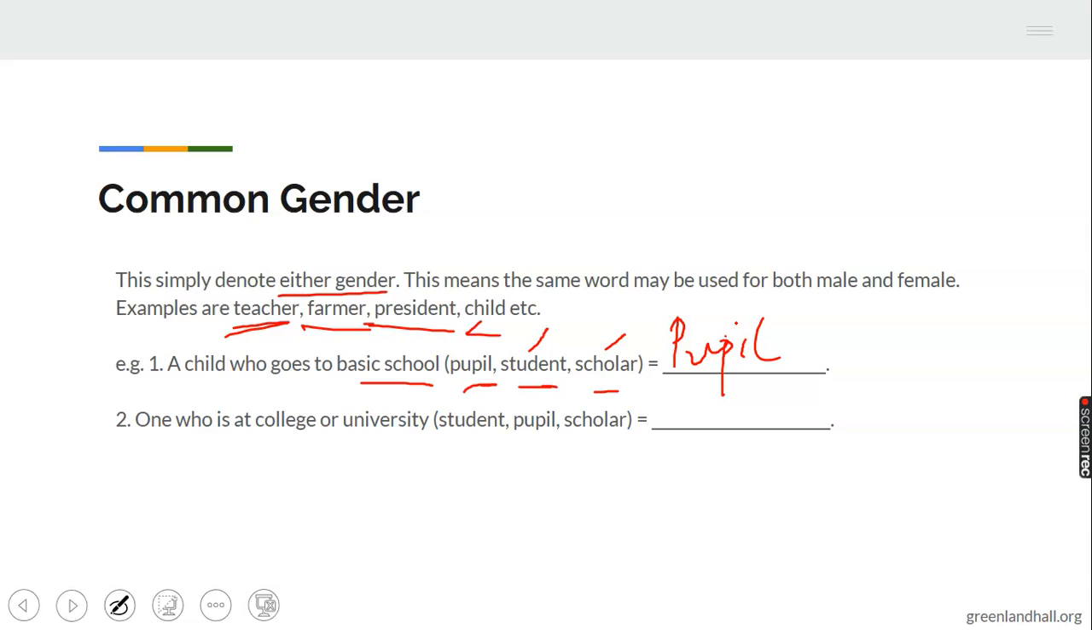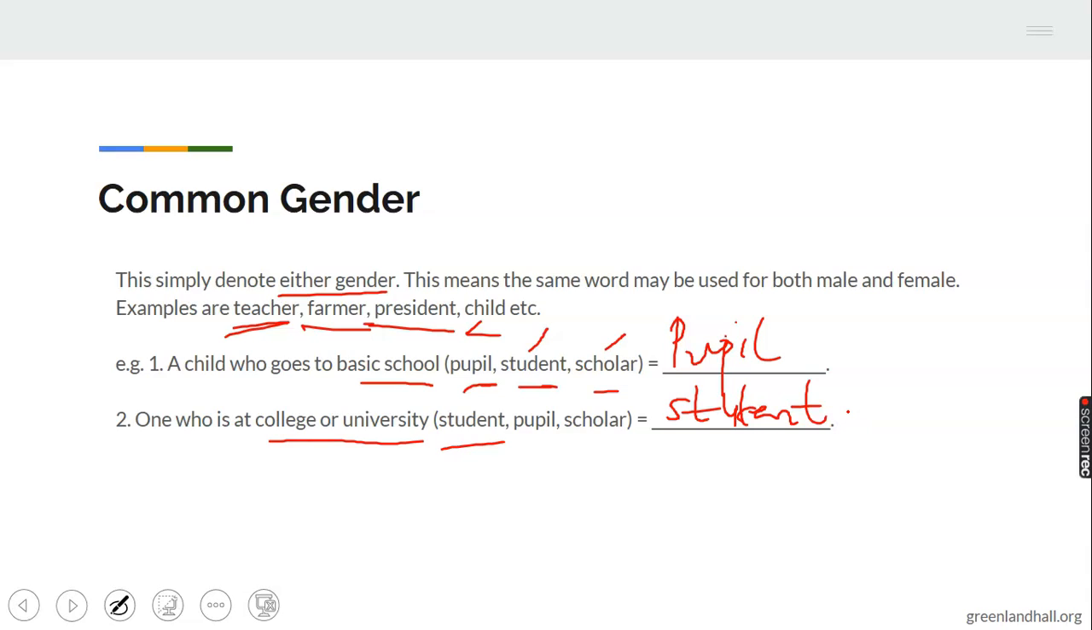Look at this one. One who is at college or university, not basic school now. Somebody who is learning at a college or a university. Is it student, pupil, or scholar? Okay, the answer is student. A student attends a college or the university. So the answer here is student.